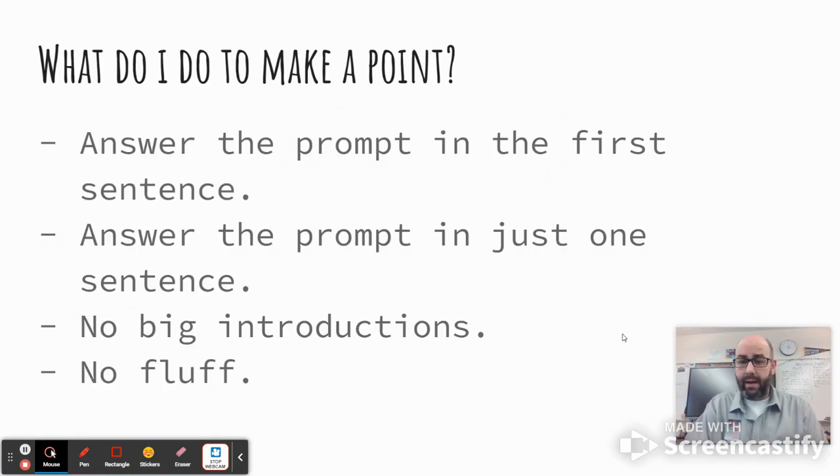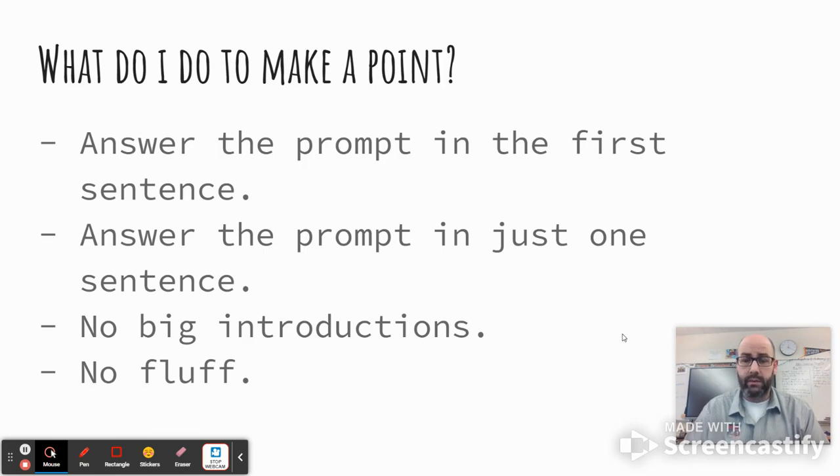PEA means point, evidence, analysis. So in that first sentence of your paragraph, if you're just writing one, then you would be answering the prompt. But even in a larger piece of work, that first sentence should be your topic sentence. And you should be either connecting up to your thesis statement or answering a prompt all in one sentence. That first sentence should tell you everything you need to know about what that paragraph is going to be focused on.